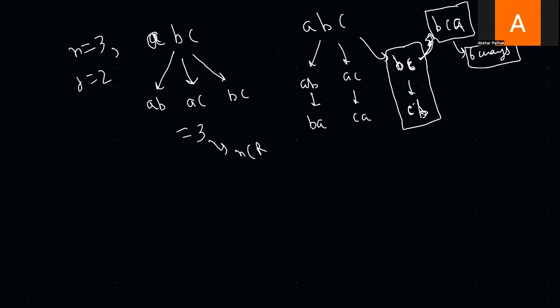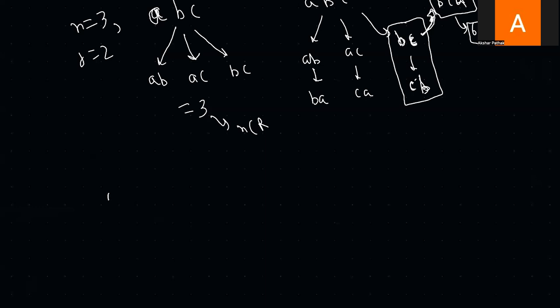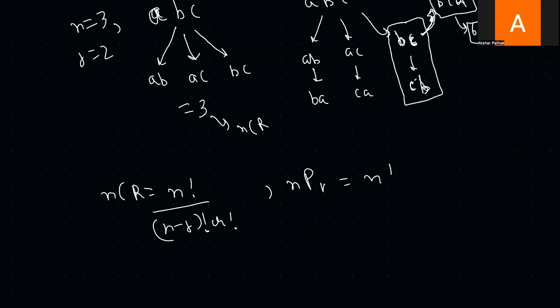So the formula for NCR is n factorial upon n minus r factorial into r factorial, and for NPR the formula is n factorial upon n minus r factorial. See, up till here, it is exactly the same as NCR, because before arranging those two letter words, you have to select those two letter words.